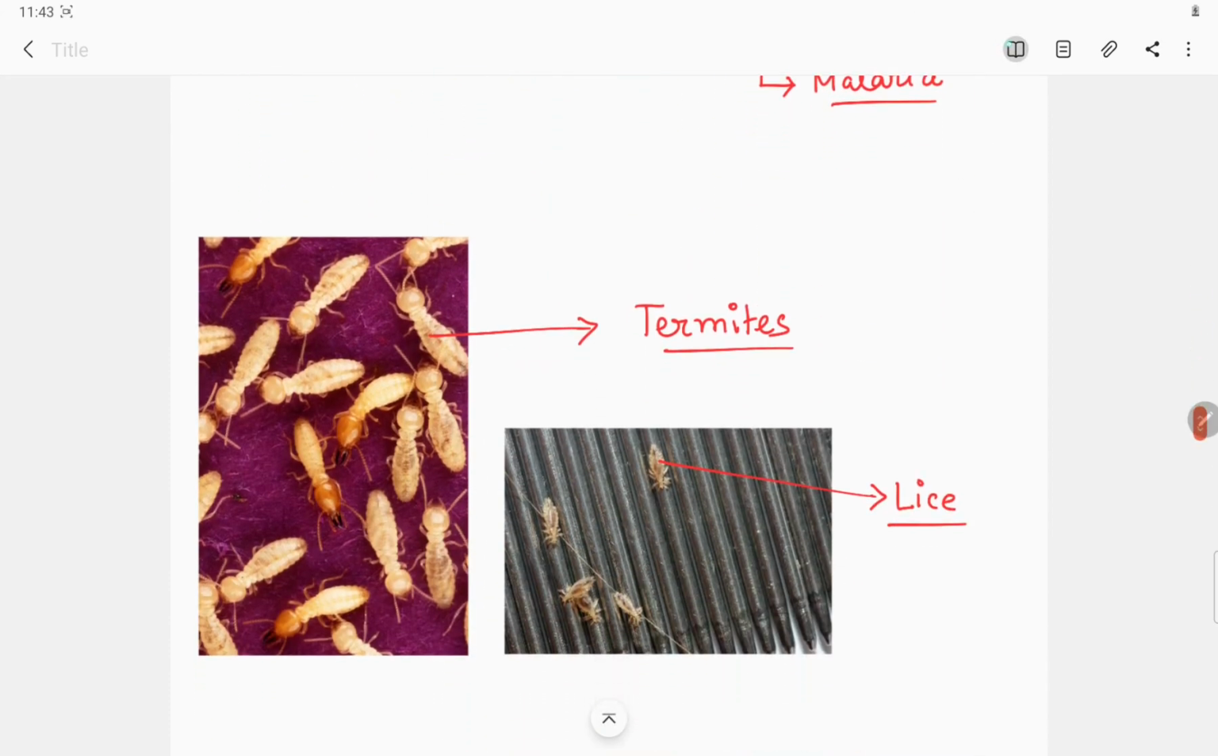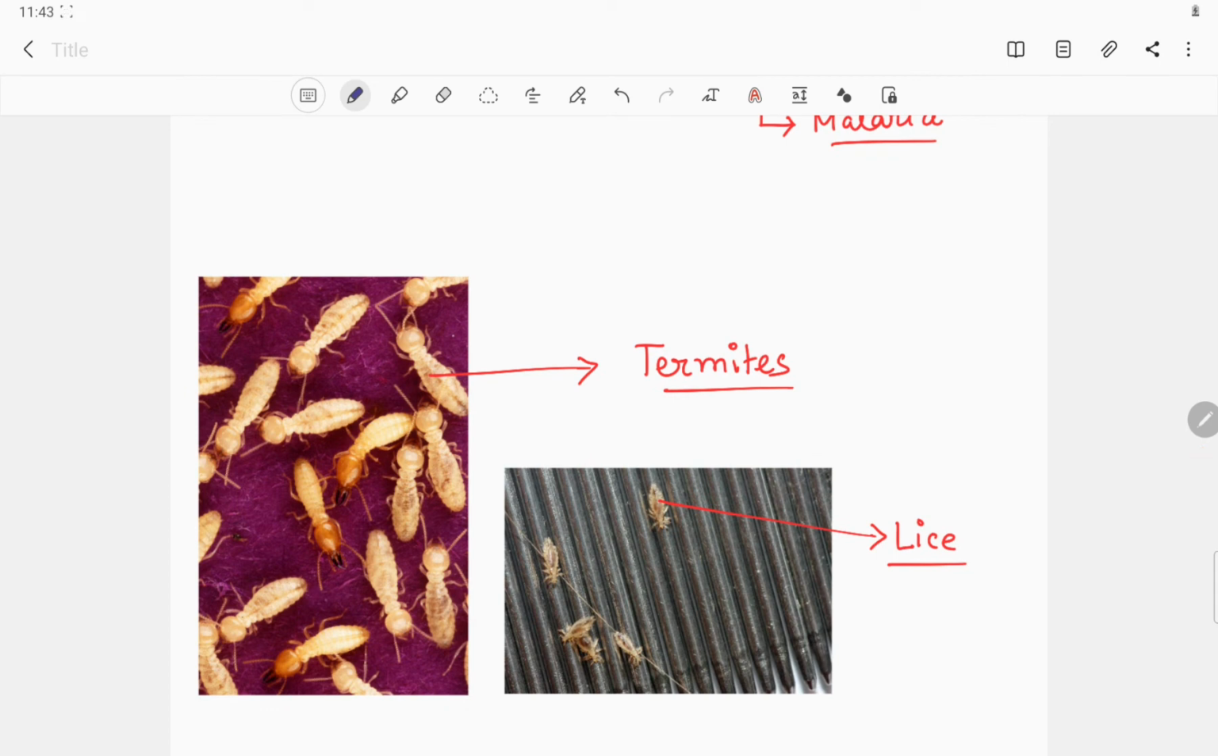Now we will talk about termites and lice. Termites are the silent destroyers. They like to eat wood and damage wooden structures such as furniture. In Bengali, we would say uipoka, right? They cause great damage to buildings by digging tunnels in the walls. So to prevent these damages, we use color.